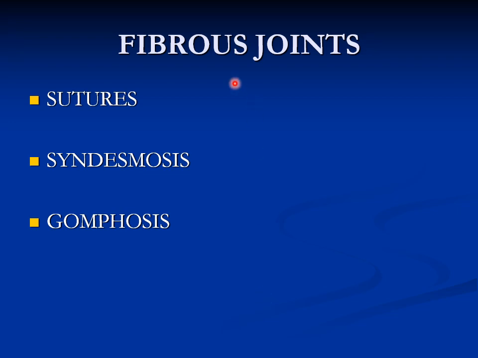Now what are the fibrous joints? These fibrous joints, as by definition you have seen, have fibrous tissue which is uniting the two bones together. Here that tissue is also very minimal, and these are classified again into the sutures, the syndesmosis and gomphoses.